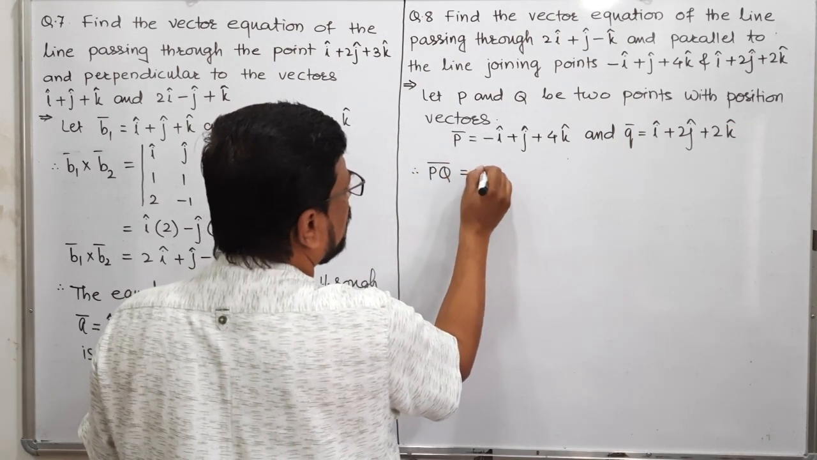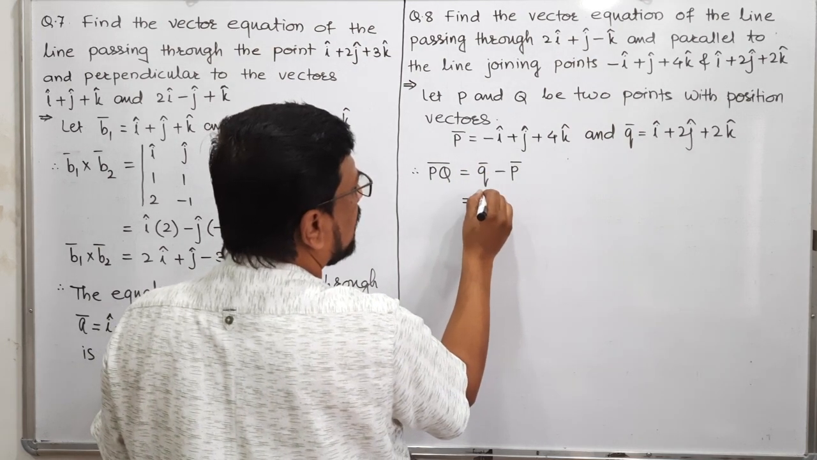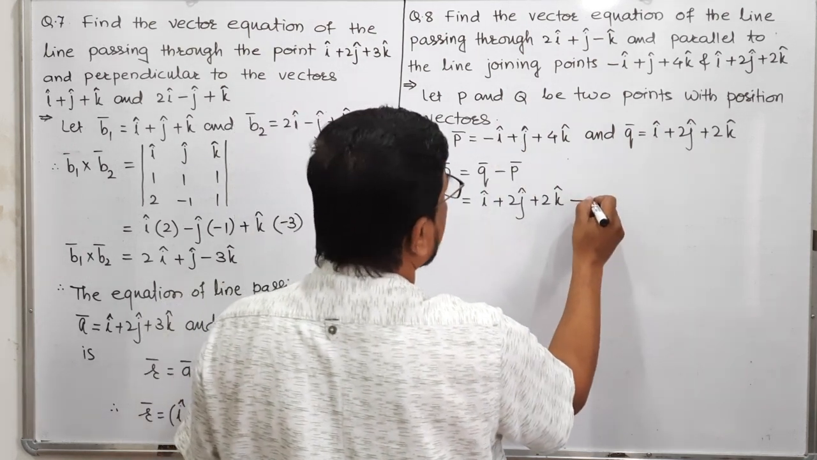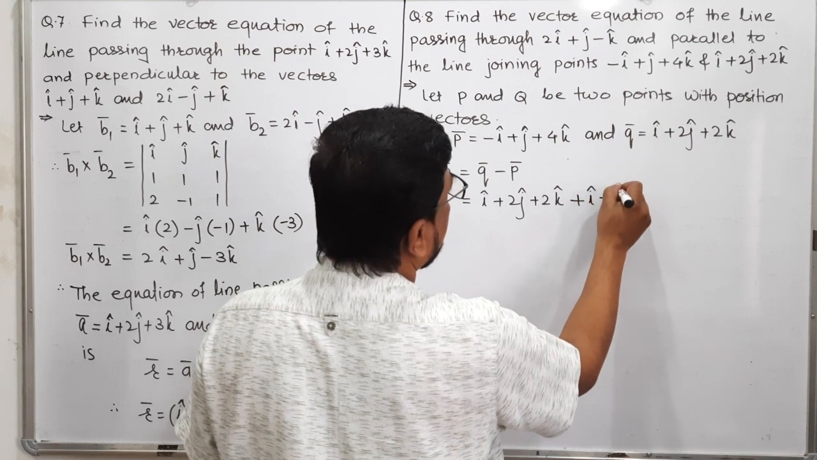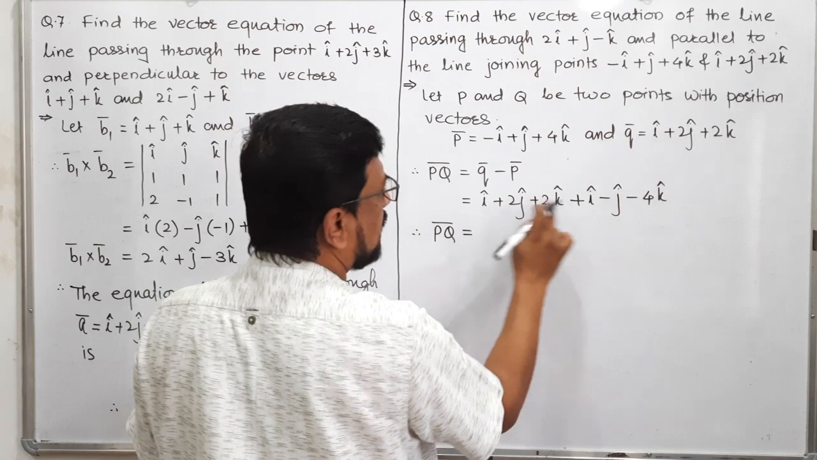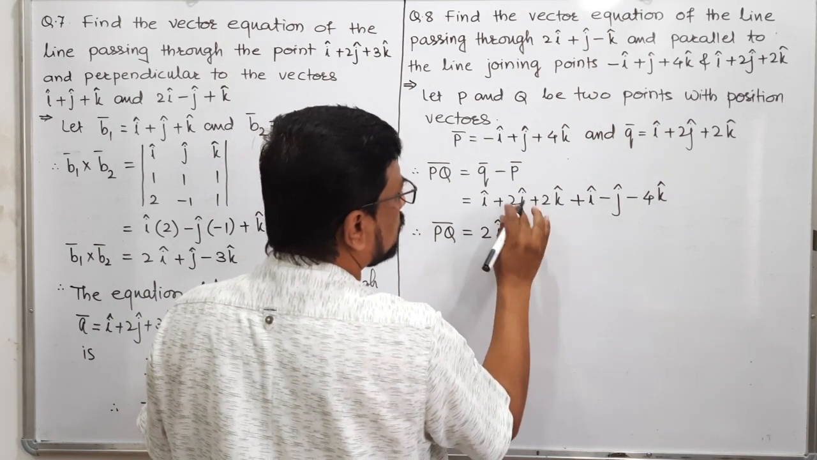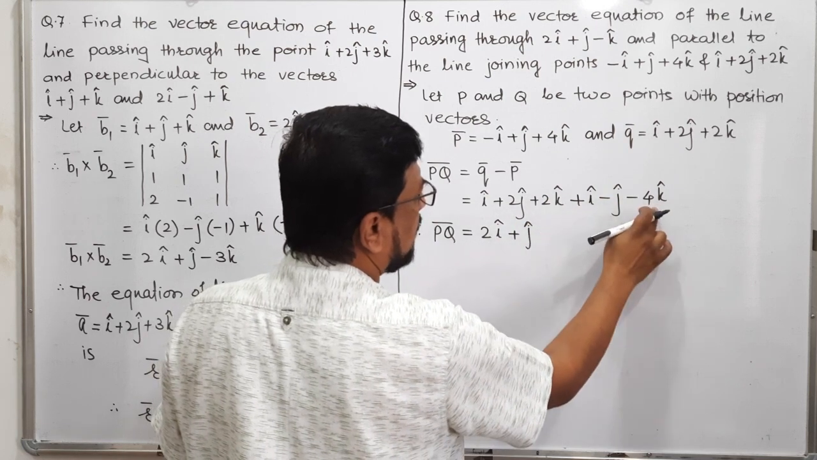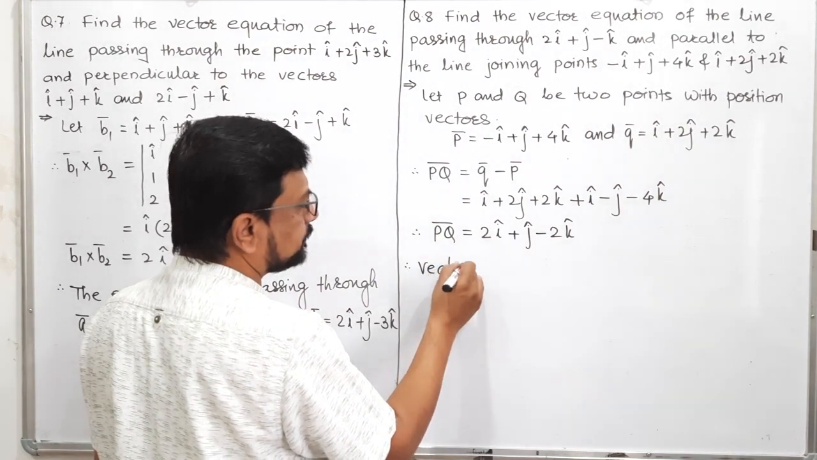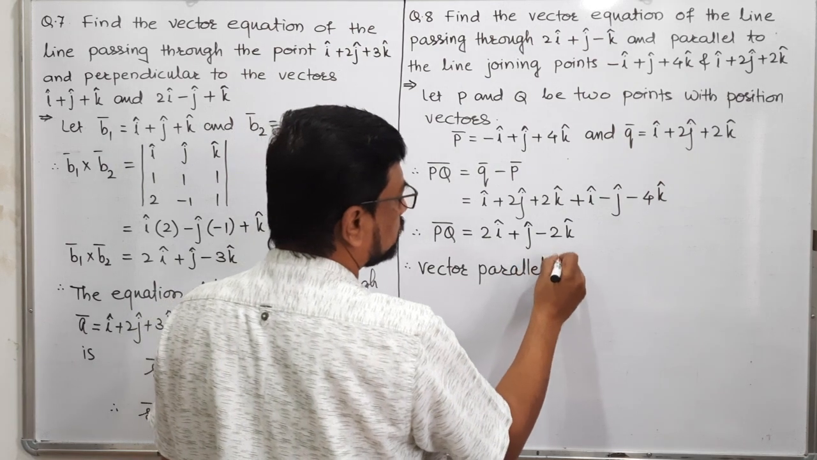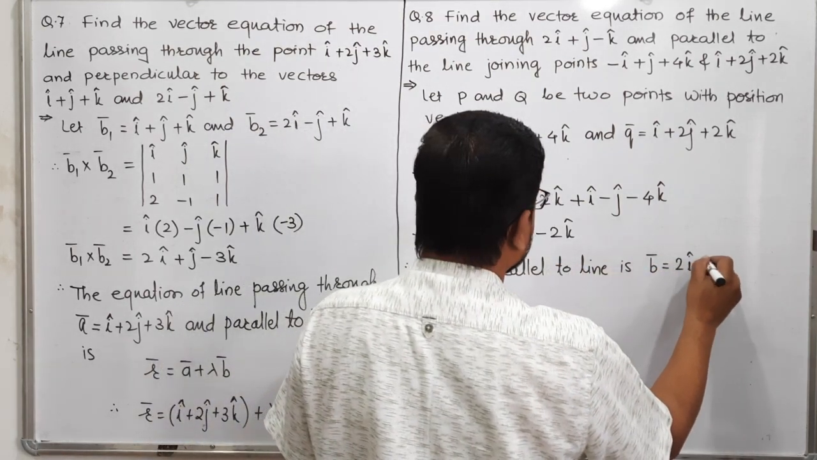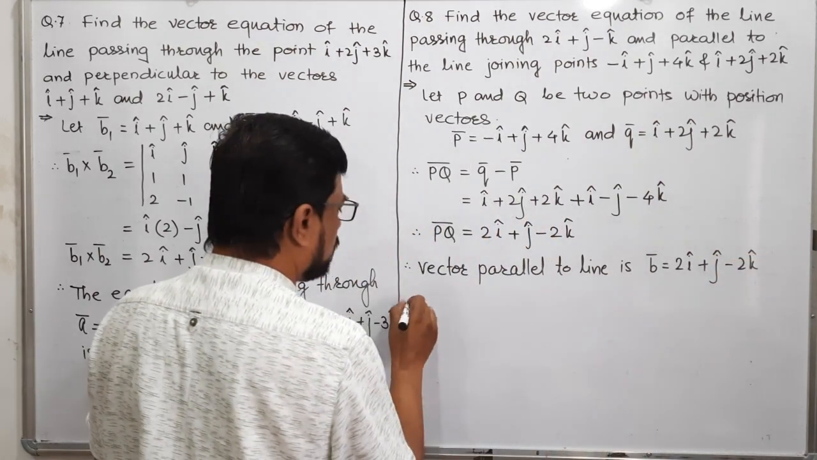Therefore, PQ vector is equal to Q vector minus P vector. Q vector is i plus 2j plus 2k minus P vector, which means change the signs, minus becomes plus i cap minus j cap minus 4k cap. Therefore, PQ vector is equal to i plus i, 2i cap, 2j minus j is plus j cap, and 2k minus 4k is minus 2k cap. Therefore, we can say that the vector parallel to the line is B vector equal to 2i plus j minus 2k, and the line is passing through the point.